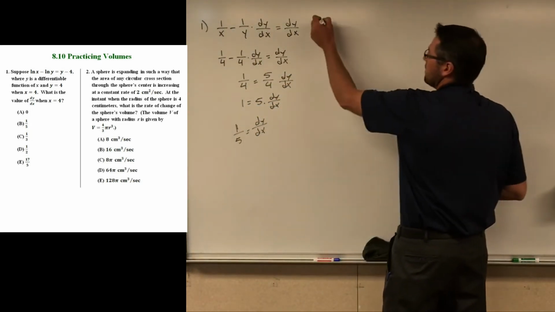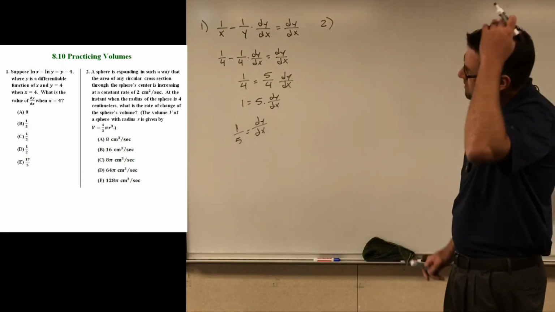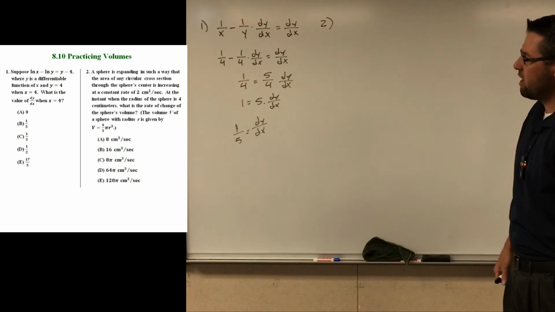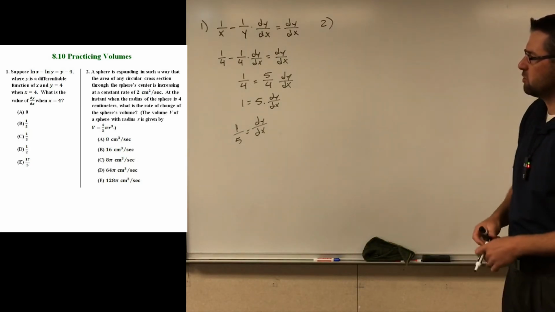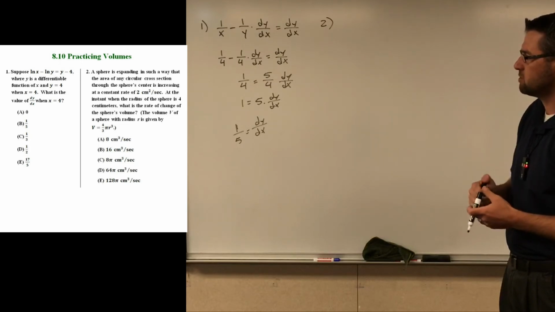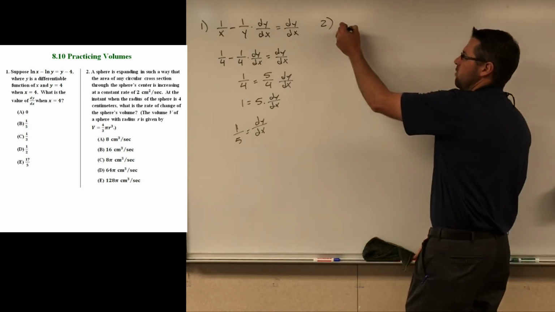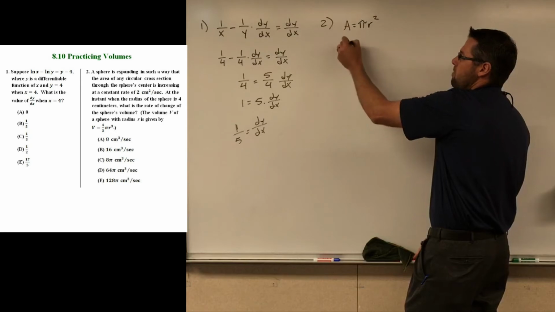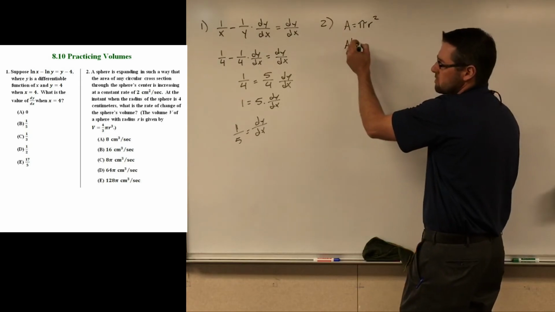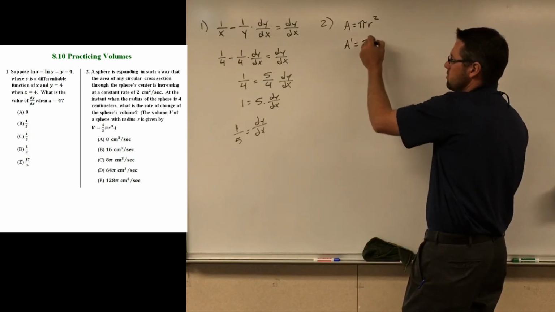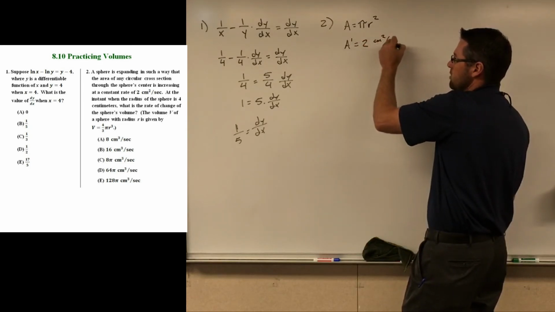Okay, number 2. A sphere is expanding in such a way that the area of any circular cross-section through the sphere's center is increasing at a constant rate of 2 centimeters squared per second. What is that? A prime. The area of the circle. Well, what's the area? Area is pi r squared. And A prime is 2 centimeters squared per second.